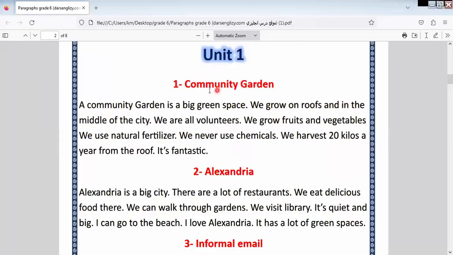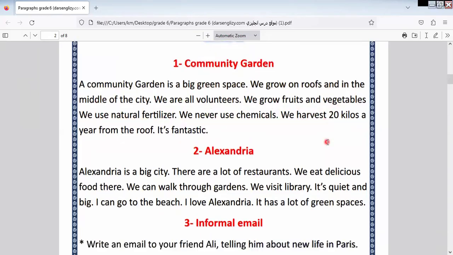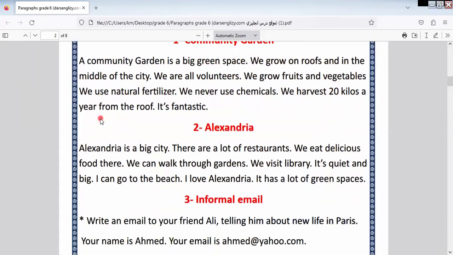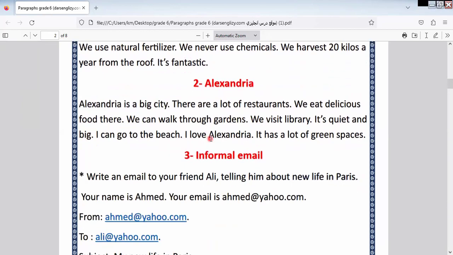Here is the first unit. We talk about the community garden. A community garden is a big green space. We grow on roofs, as we know from the unit, and in the middle of the city, we are volunteers. We grow fruits and vegetables. We use natural fertilizer. We never use chemicals. We harvest 20 kilos a year from the roof. It's fantastic. This is the first paragraph.